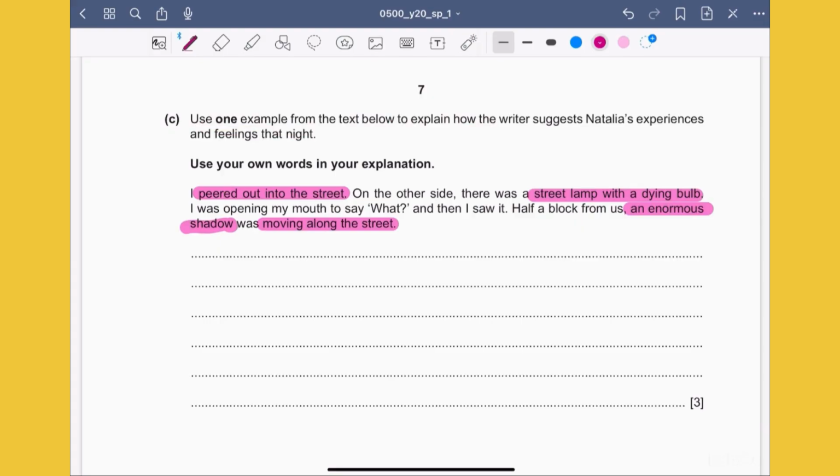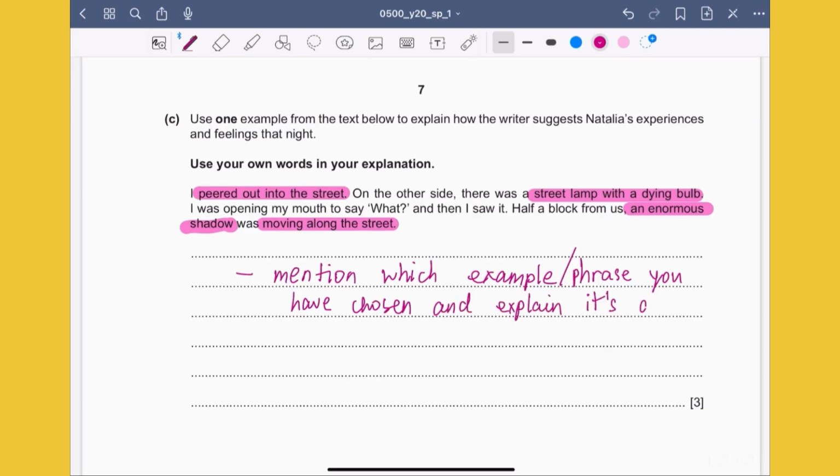What I usually teach my students is first mention which example, or in this case phrase, you have chosen, and explain its direct meaning.